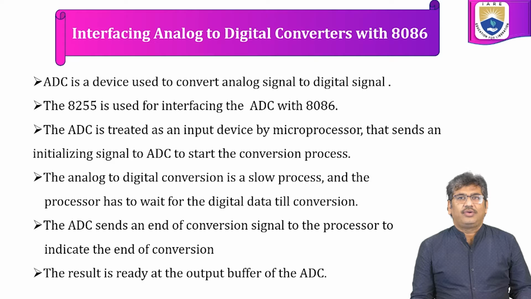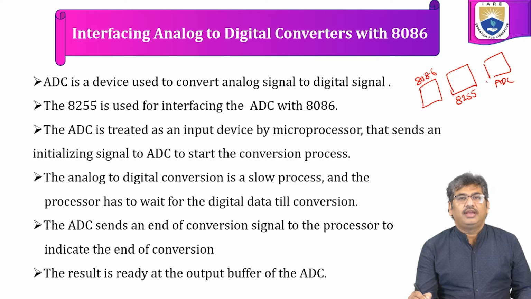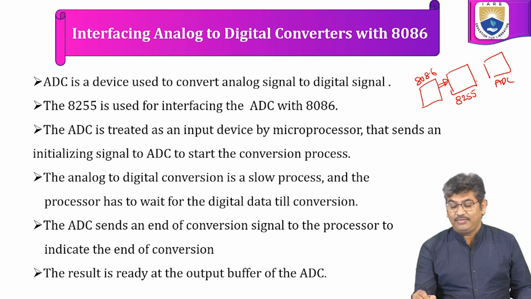ADC, analog to digital converter, is a device used to convert an analog signal to a digital signal. The 8255 is used for interfacing the ADC with 8086. So between the 8086 processor and the ADC, which is an IO device, these two are interfaced by using 8255. If the processor wants to write data to ADC through the data bus, it will send it to 8255. From the port, it will be sent to ADC.